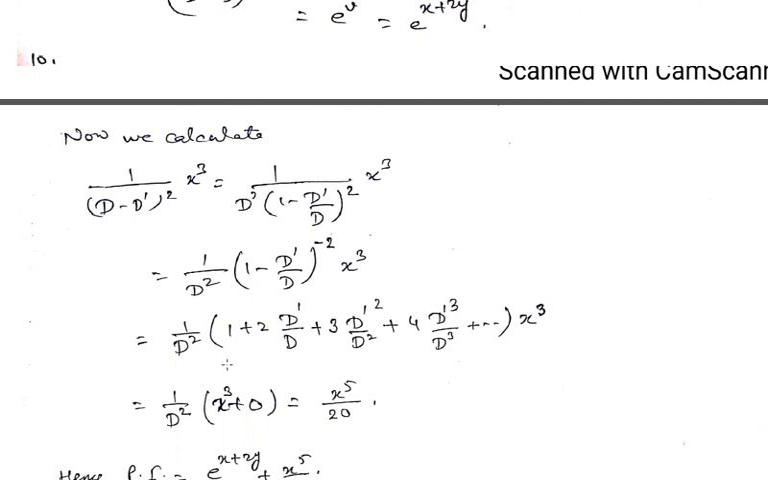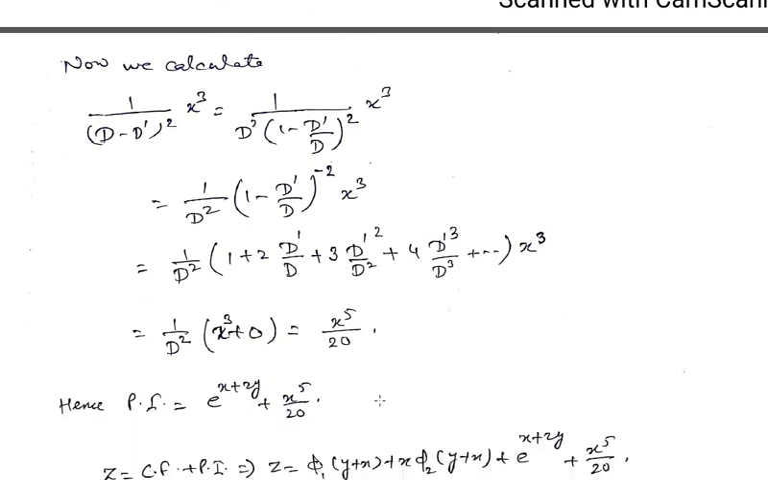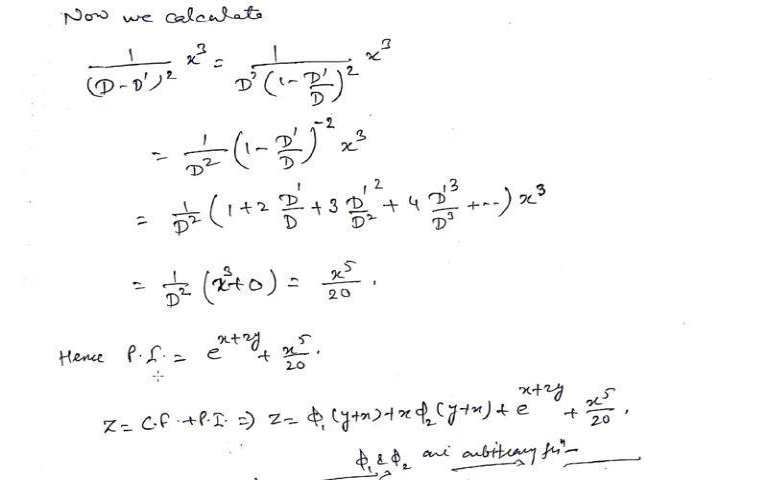So it gives us 1 upon d square x cube only, which is equal to x raised to power 5 upon 20, as we are to integrate x cube twice with respect to x. When we integrate it, it gives us x to the 4 upon 4, and further when we integrate it, it gives us x raised to power 5 upon 20. So the particular integral will be exponential x plus 2y plus x raised to power 5 upon 20. So z is equal to phi 1 y plus x plus phi 2 y plus x plus exponential x plus 2y plus x raised to power 5 upon 20.